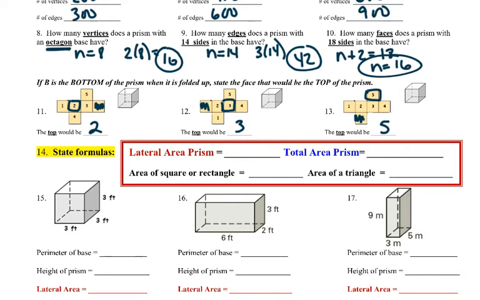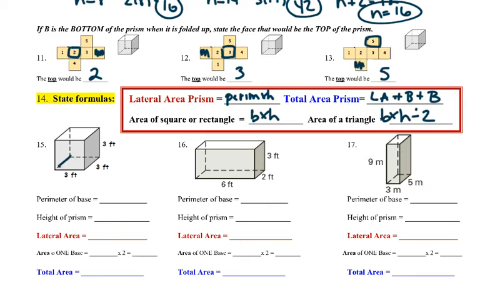Formulas which you don't have to memorize: lateral area is perimeter of the base times height. Total area is lateral area plus the area of the base, 2 times, so we're going to double that. We know that area of a square or rectangle is just base times height, and base times height divided by 2, of course, for a triangle.